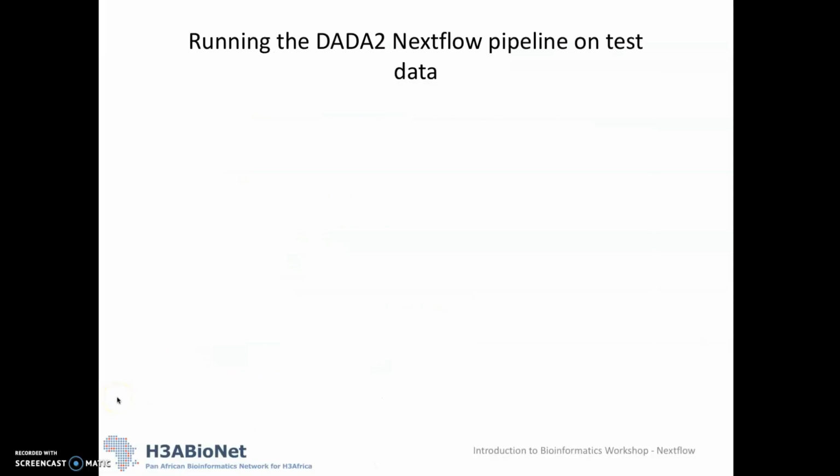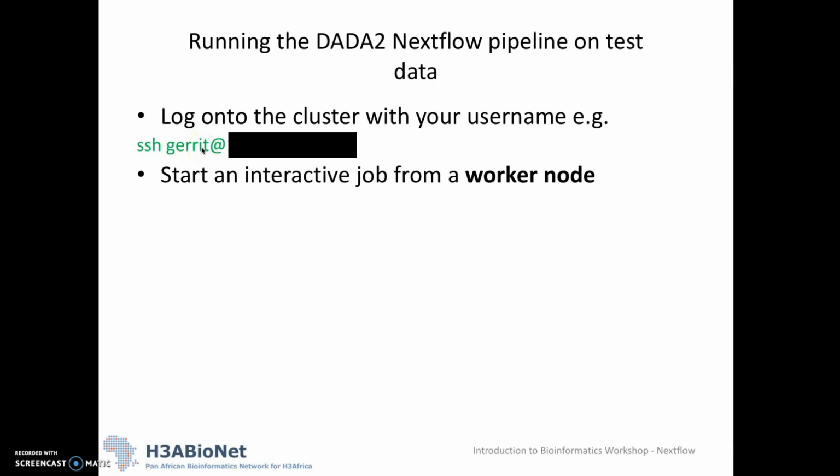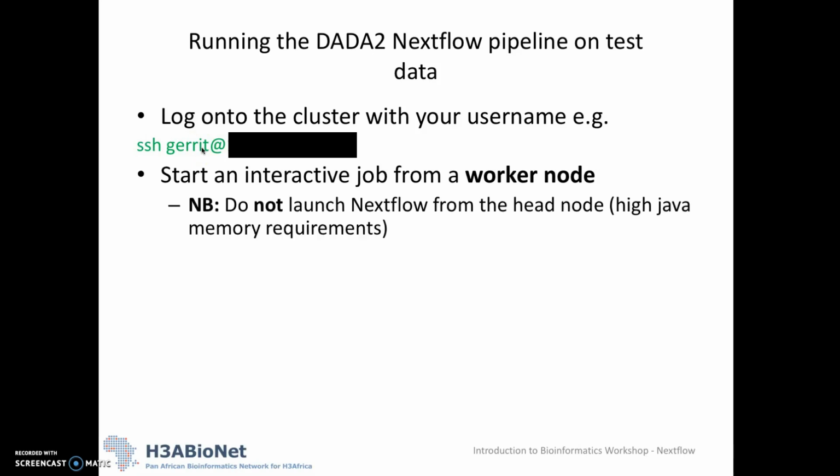So now we can actually get started and try to run this Dada2 Nextflow pipeline. You'll find instructions on the Vuda website that'll help you log on to the cluster, but I've also summarized it here. So you're going to log on with your username. You would just substitute your own username here with SSH, and then you're going to start an interactive job from a worker node. So Nextflow, we don't want to launch from the head node because it uses a lot of memory to run Java.